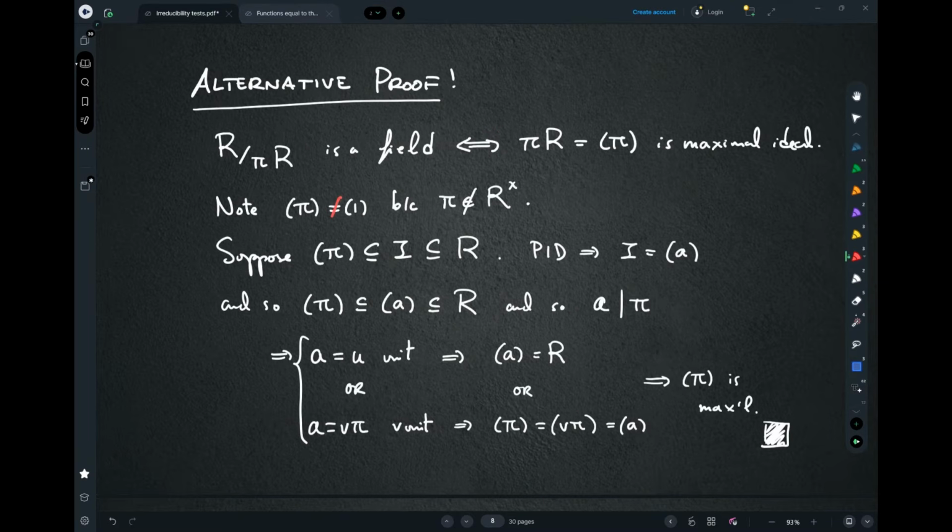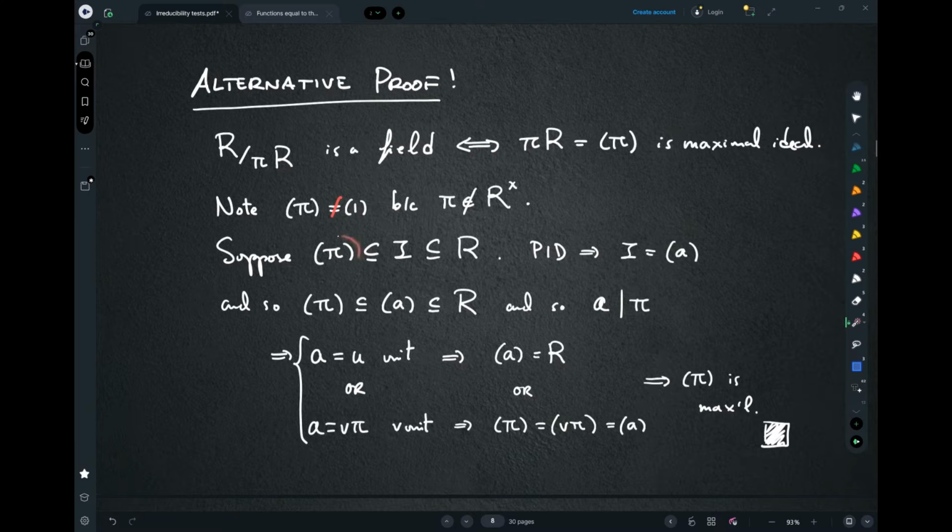Let me give you an alternative proof of this theorem. And remember that R modulo an ideal, in this case the ideal generated by pi, is a field if and only if that ideal is a maximal ideal. Notice that the ideal generated by pi cannot be the entire ring because pi is not a unit itself, because pi is an irreducible element. So it is a proper ideal, and let's show that it is a maximal ideal.